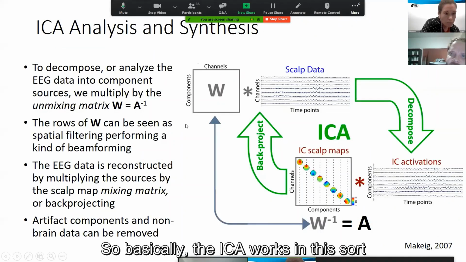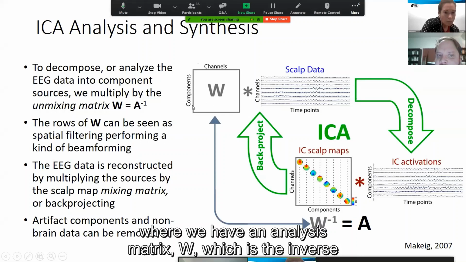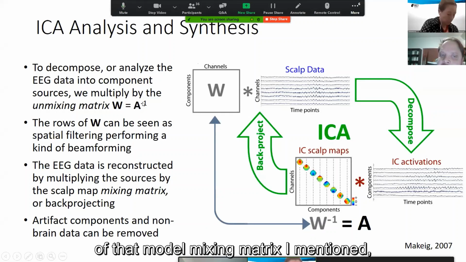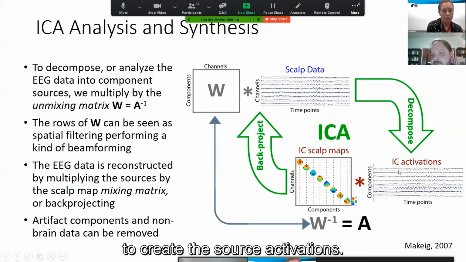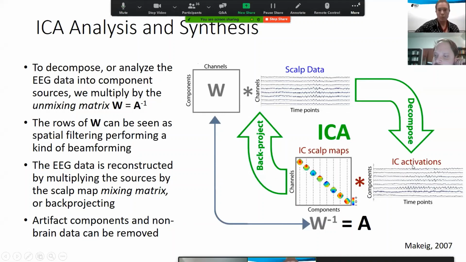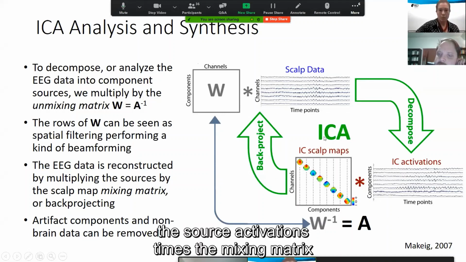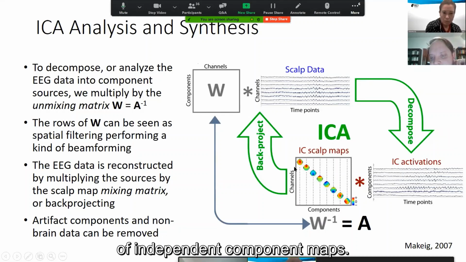So basically, the ICA works in this sort of linear analysis-synthesis method where we have an analysis matrix W, which is the inverse of that model mixing matrix I mentioned, which is applied to the scalp data to create the source activations. And then the data itself is modeled as those source activations times the mixing matrix of independent component maps.